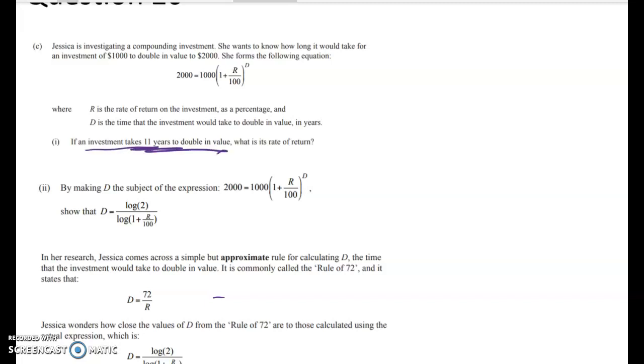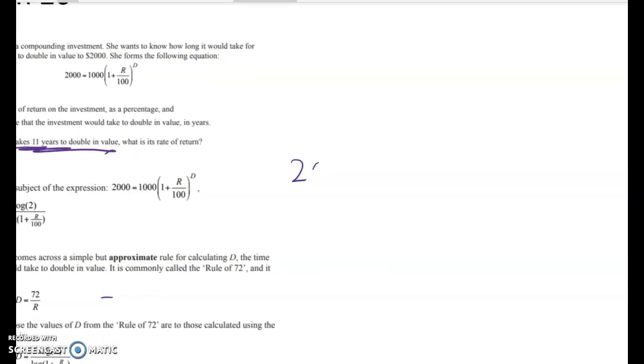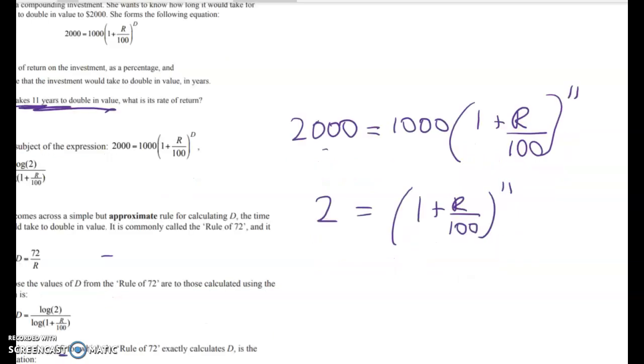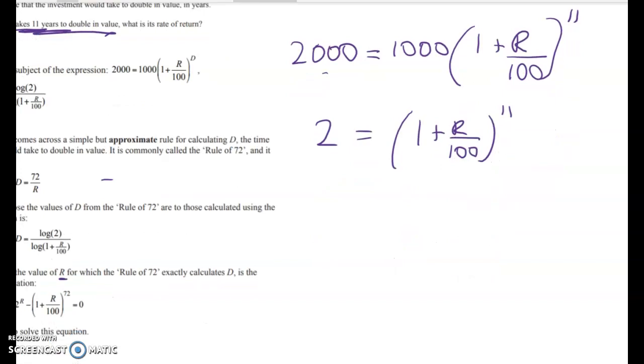If the investment takes 11 years to double in value, what is its rate of return? So let's work over here. We've got 2,000 is equal to 1,000 times 1 plus r, the interest rate that we're trying to find, and we're told that the doubling time is 11 years. Okay, so we have to solve this for r. We've done this hopefully lots of times. The first step is to divide 2,000 by 1,000. So we get 2 is equal to all of this to the power of 11. To undo the power of 11, we need to take both sides to the power of 1/11.